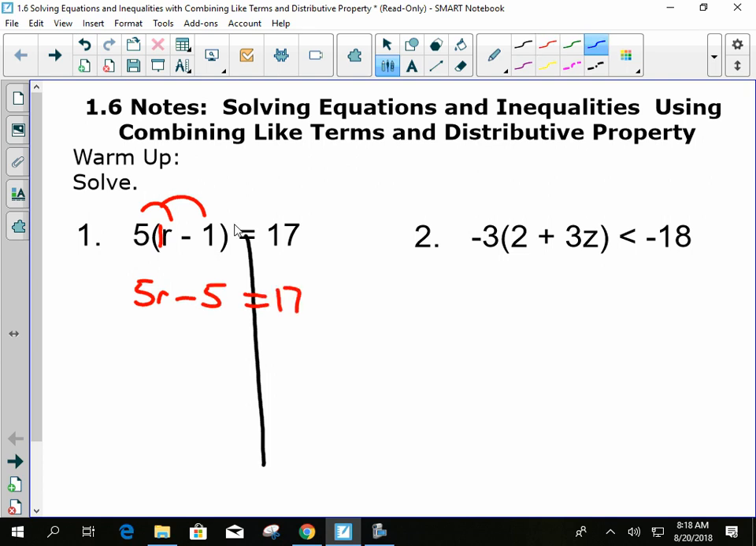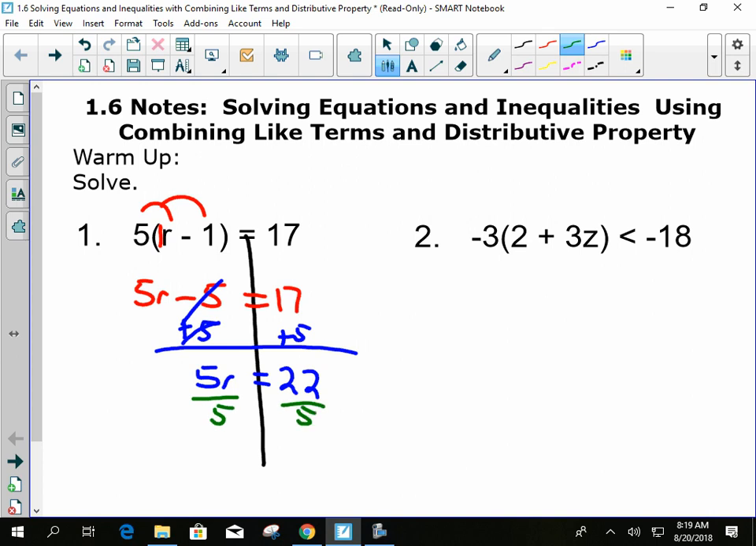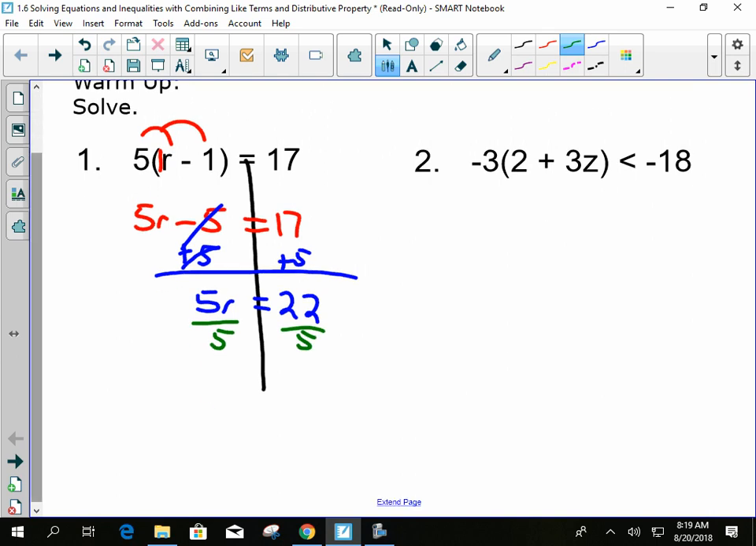So now I just solve. I add 5 to both sides. 5r equals 22. Now I divide both sides by 5. R equals 22 over 5. That cannot be reduced.